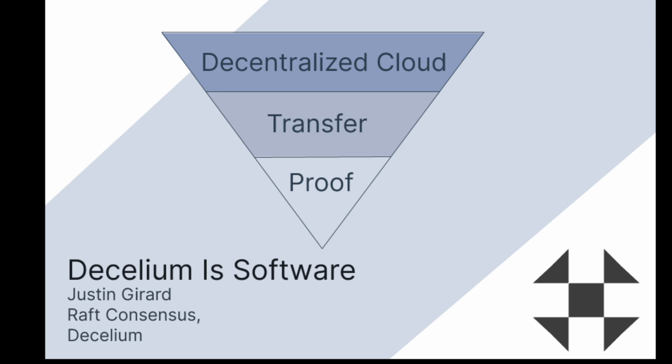The Decelium protocol is software. It's split into three layers. So there's a proof layer, which is all about the computer and security. There's a transfer layer, which is all about communications, and there's a decentralized cloud layer, which is all about orchestration of computers and memory and assets.